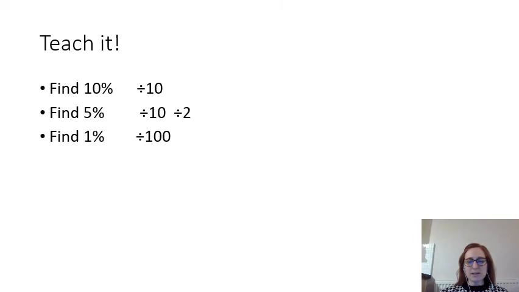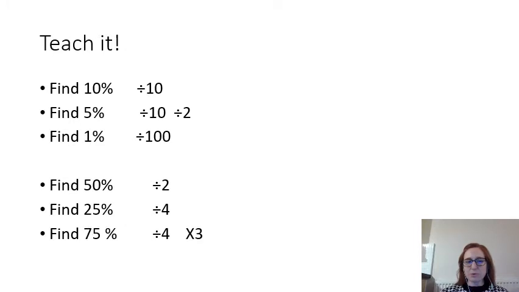To find 1%, it's the same as a hundredth, so we can divide by 100. To find 50%, it's the same as a half, so we can divide the number by 2. To find 25%, it's the same as a quarter, so we can divide by 4. To find 75%, it's the same as 3/4, so we can find 1/4 by dividing by 4, then multiply it by 3 to find 3/4. Now you might want to jot these down as they'll come in useful in the rest of the lesson.